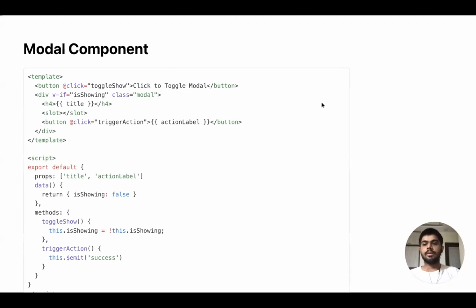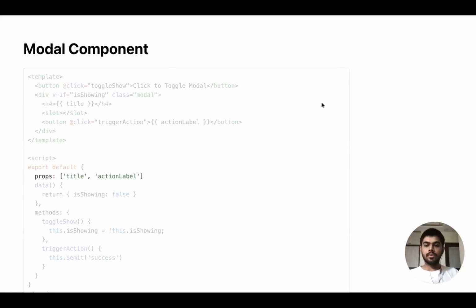So you have a modal component, right? And if you look at this modal component, it's a very straightforward component. You have title and action label as props. You have a trigger action. So on button click, you trigger the action, and the trigger action essentially just emits success. That's about it. That's very simple, right?